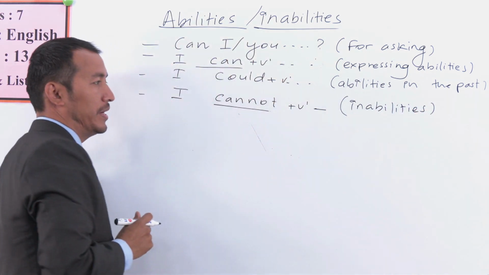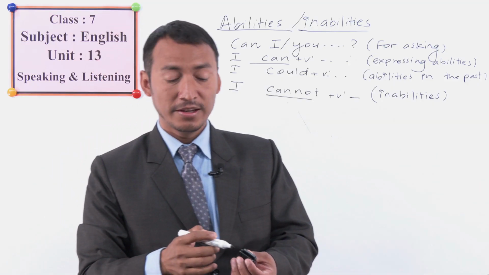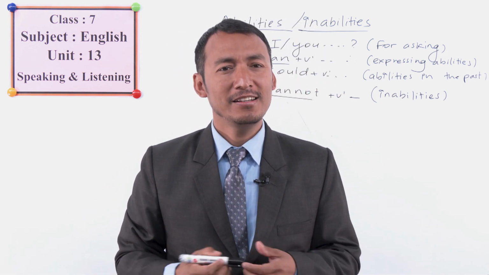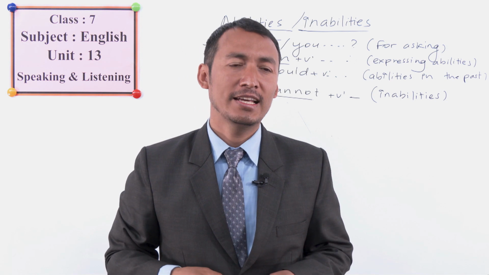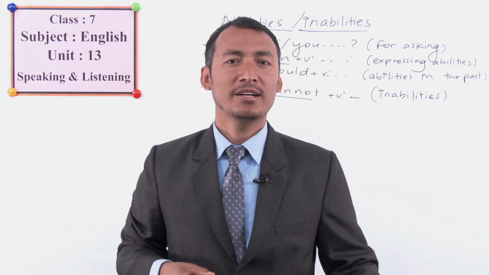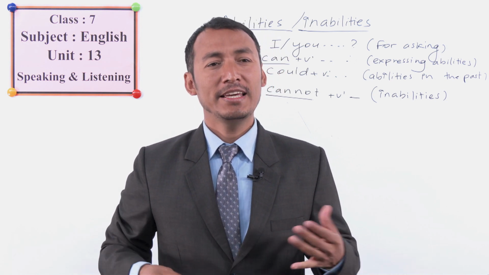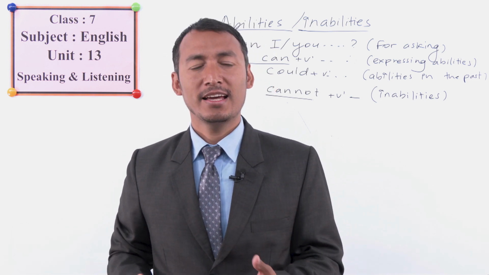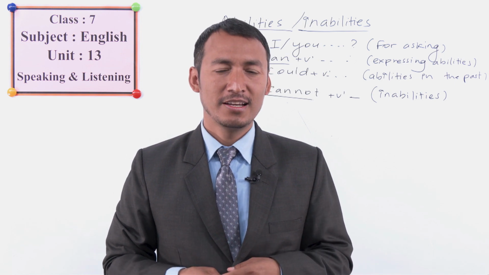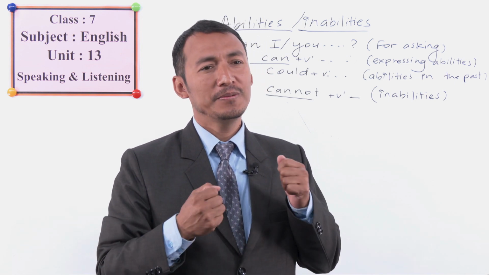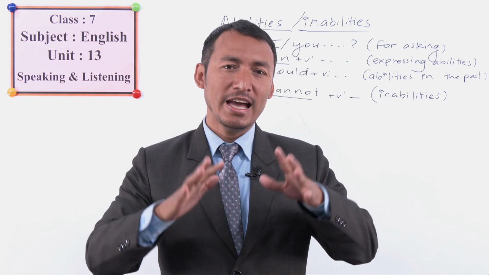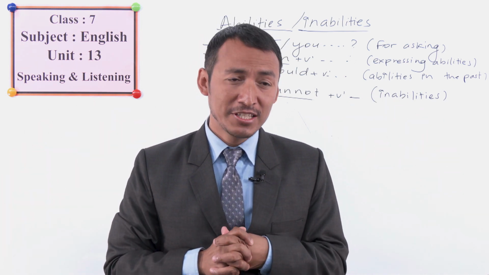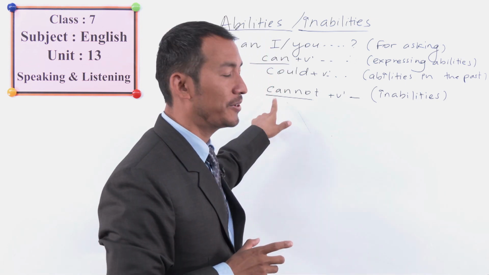So when you don't have the ability, when you don't have the skill to do something, and you say I can't. For example, I can't drive a car. For example, I cannot jump very high. For example, I cannot run very fast. I cannot fly. Okay, so on. We have such inabilities or lack of skills, then we say cannot or can't.